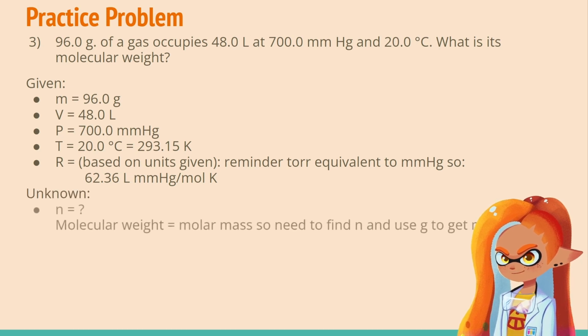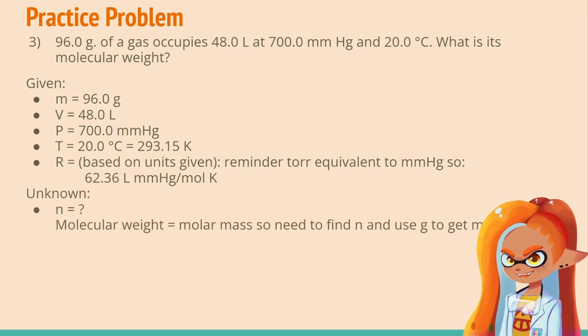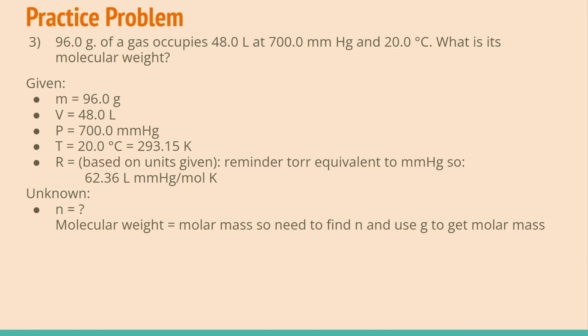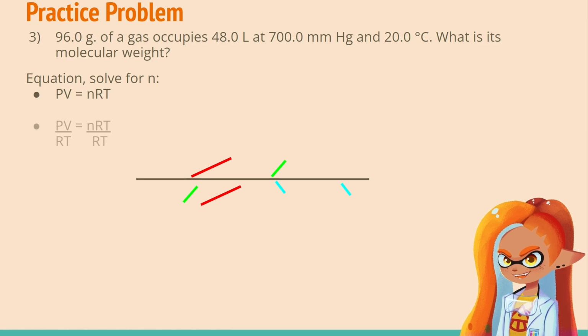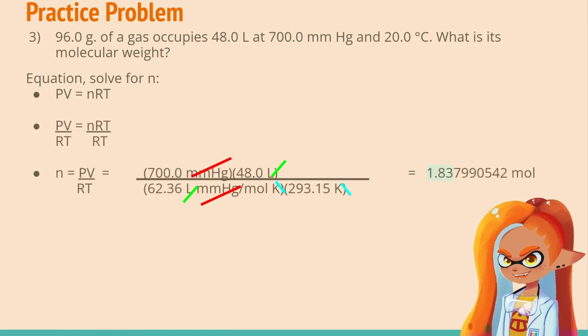And so my unknown, well, first I need to get my n, and then in order to get the molecular weight, I need the molar mass. So I use the n value and I use the grams that were given in the mass in order to calculate the actual molar mass. And so I continue calculating this problem. I use PV = nRT and then solve for n.